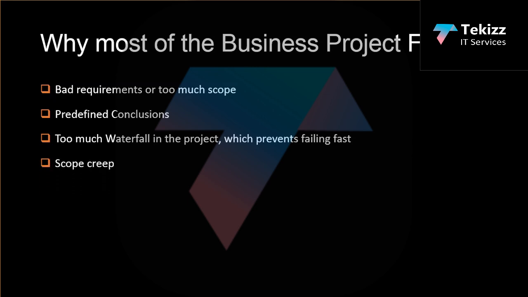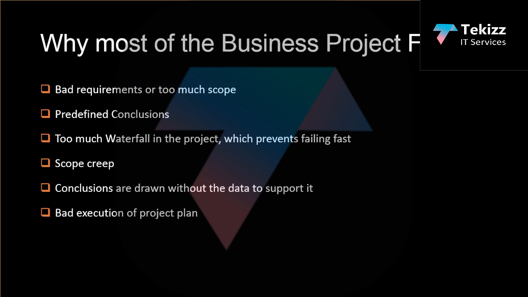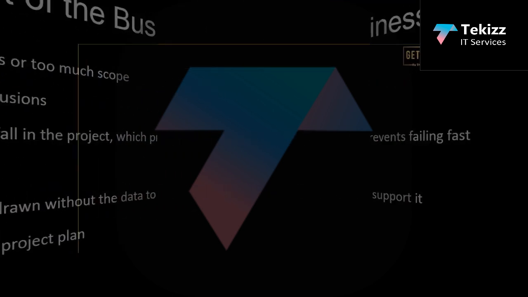And then scope creep. If we have a vast scope that is not feasible to achieve, then also it could lead to project failure. Then if conclusions are made without data to support them, it could lead the business project to fail. If the project plan has been executed badly, then it could also lead the business project to fail.